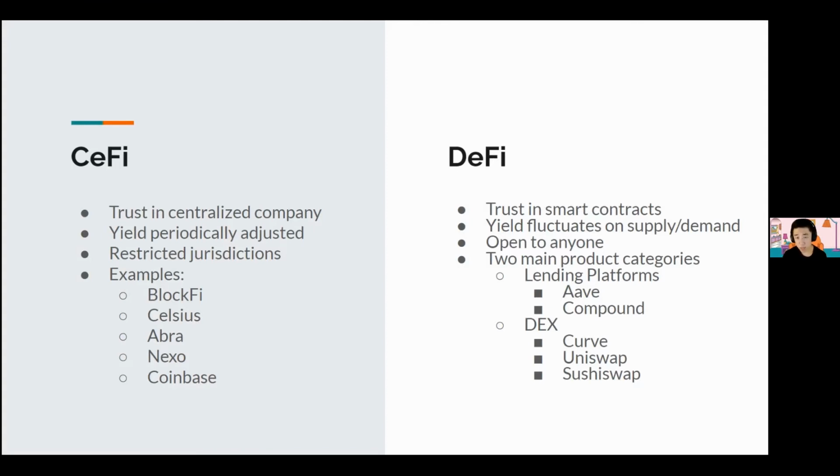The two main product categories within DeFi right now are lending platforms like AAVE and Compound. Again, these are similar to BlockFi or Celsius, where you can borrow or lend assets. And then the other big category is DEXs or decentralized exchanges like Curve, Uniswap, and SushiSwap. They allow you to trade one coin for another. And the example of a CeFi version of that we covered is Coinbase or Binance.